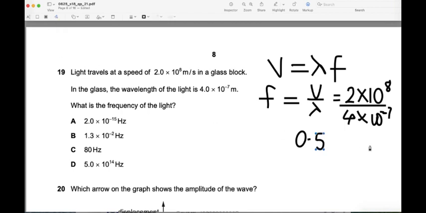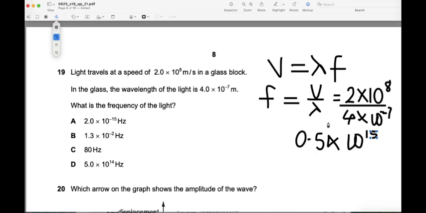0.5 times 10 to the power of 15. Okay, remember this is not the right way of leaving standard form. This is not the right way. You see, in standard form, this number here must be less than 10, but must be greater than or equal to 1. Cannot be in decimal.